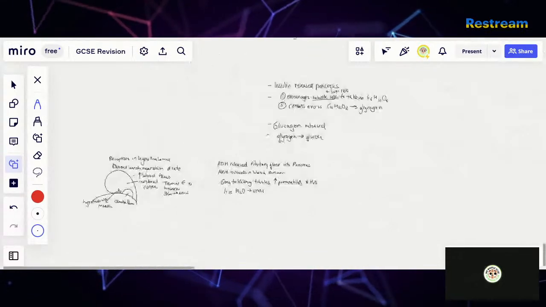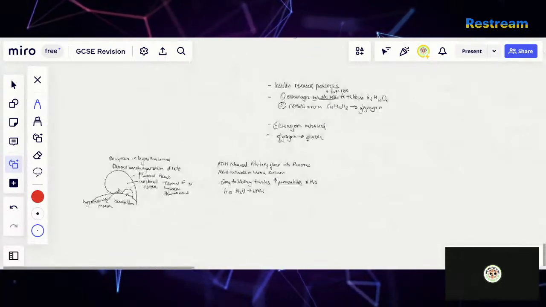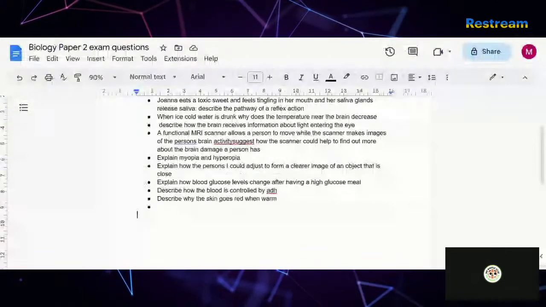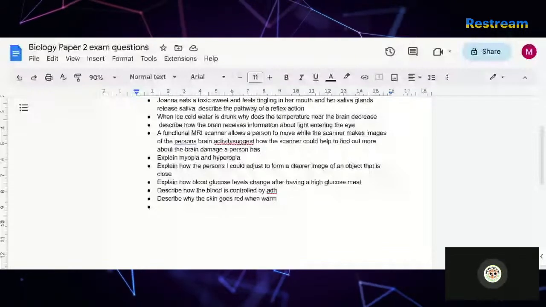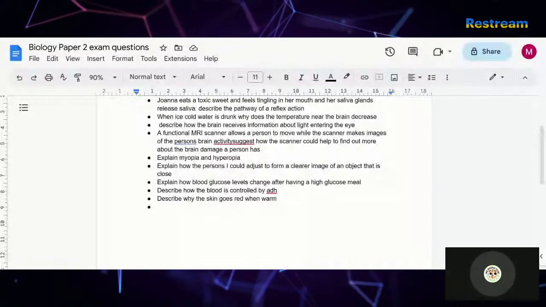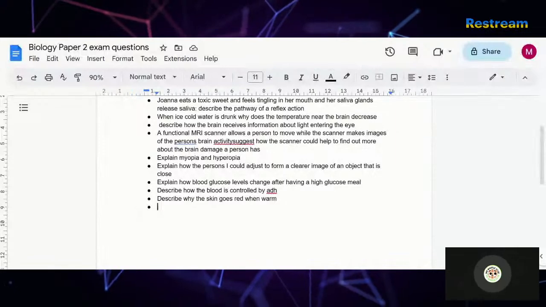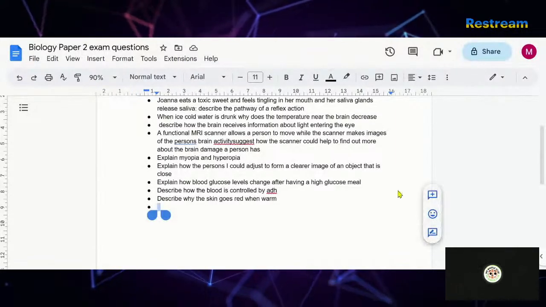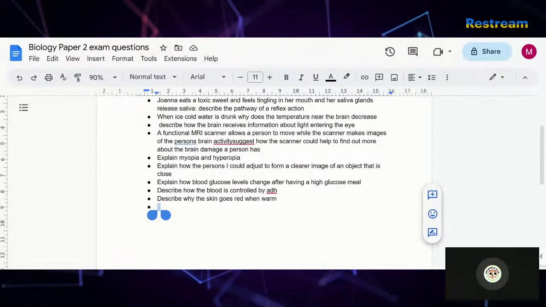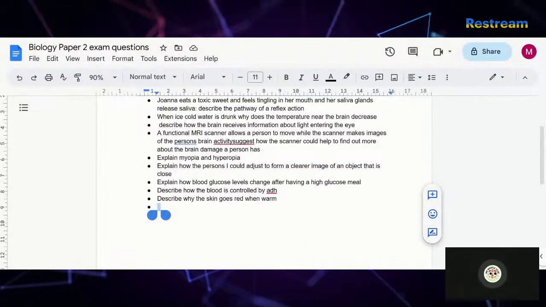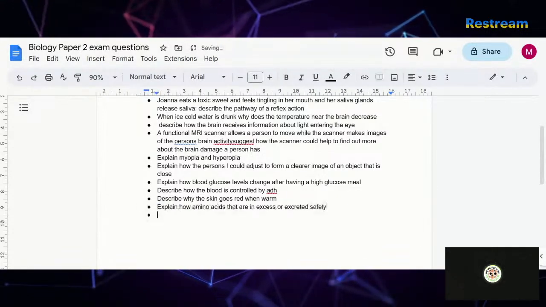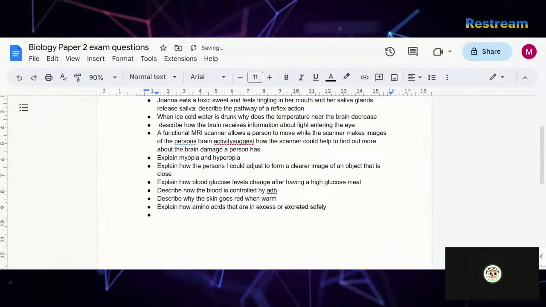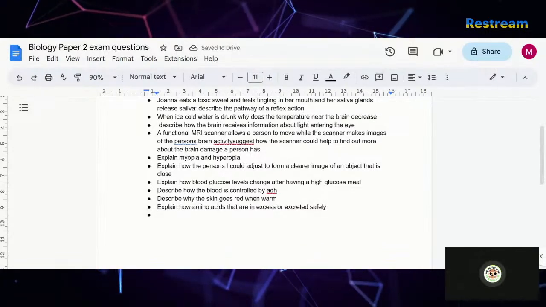Let's move on to the next question. We're moving on from insulin and water and ADH, and we're now going on to a bit about amino acids. So the next one is: explain how amino acids that are in excess are excreted safely. Talking about the excretion of amino acids. So let's discuss this now.